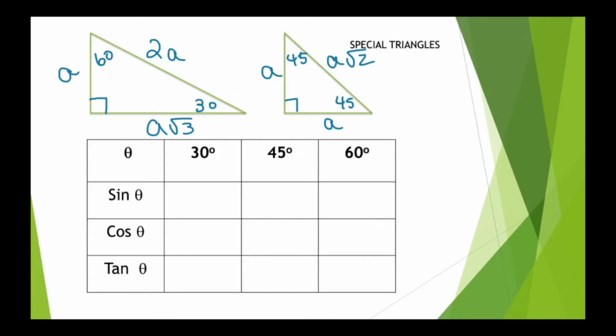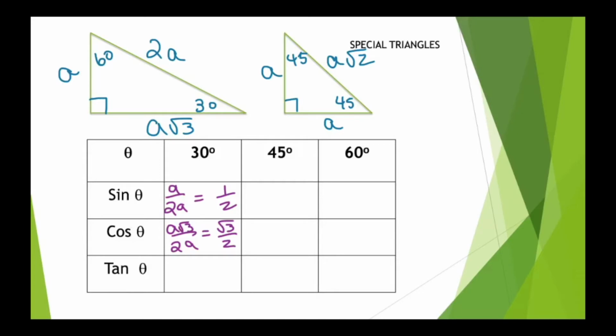So the sine was the opposite over the hypotenuse, which is A over 2A. A over 2A reduces to just 1/2. I am suggesting that you just write the 1/2 in there. The cosine of 30 is the adjacent over the hypotenuse, which is A square root 3 over 2A. These A's reduce and leave me with square root 3 over 2.